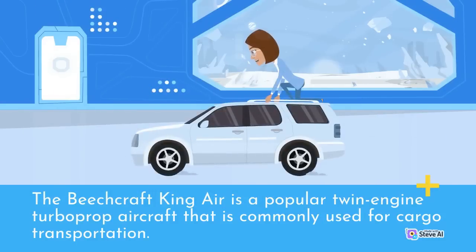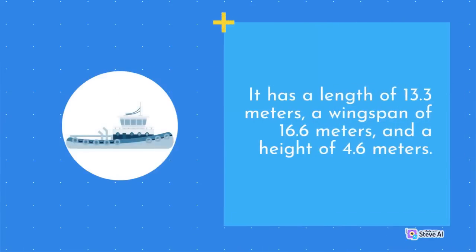The Beechcraft King Air is a popular twin-engine turboprop aircraft that is commonly used for cargo transportation. It has a length of 13.3 meters, a wingspan of 16.6 meters, and a height of 4.6 meters.